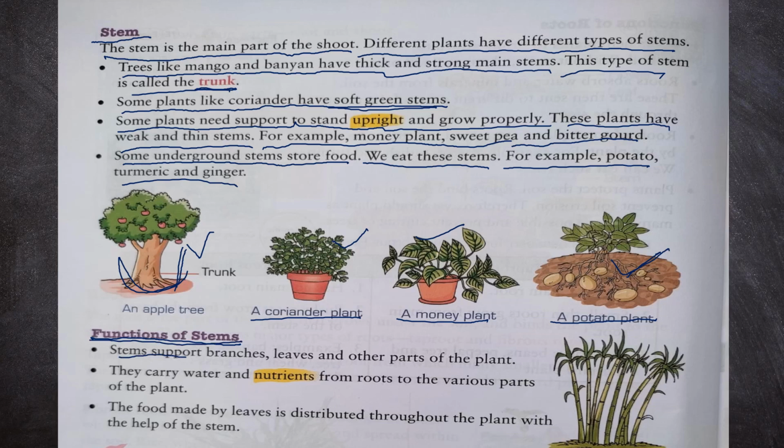Stems support branches, leaves and other parts of the plant. They carry water and nutrients from roots to the various parts of the plant. The food made by leaves is distributed throughout the plant with the help of the stem. So these are functions of stem.